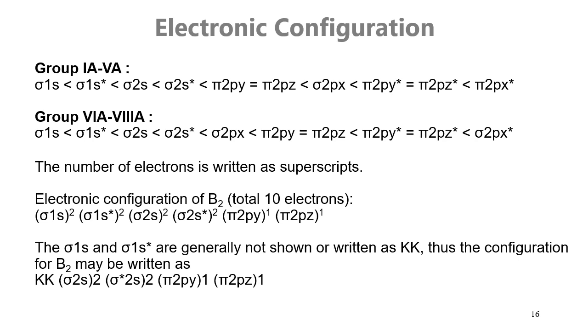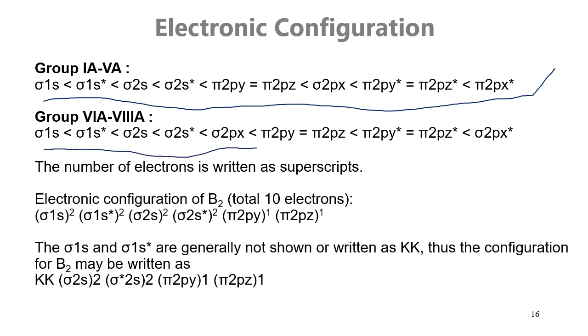You have to remember this energy diagram. This is how we write the electronic configuration for MOT. However, the sequence is a bit different for group 1 to 5A, which is here, the first one, and group 6 to 8A, you have to follow the sequence of the energy level here. And then the number of electrons is written as superscript.